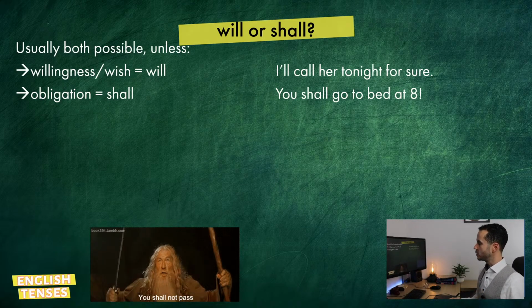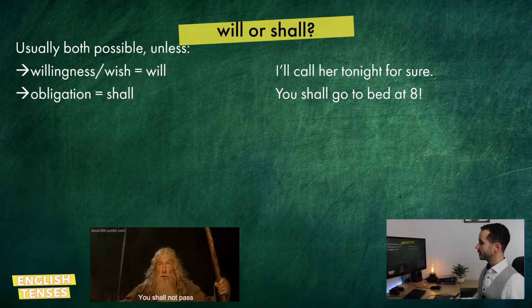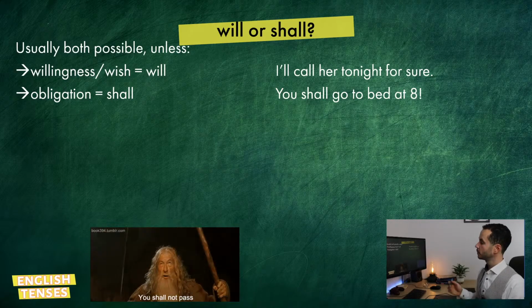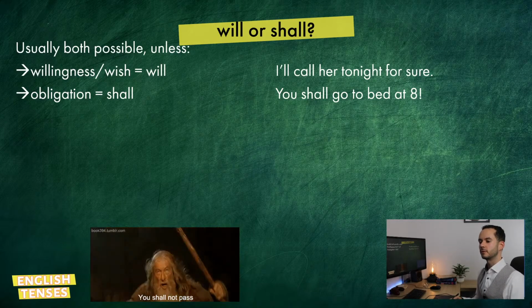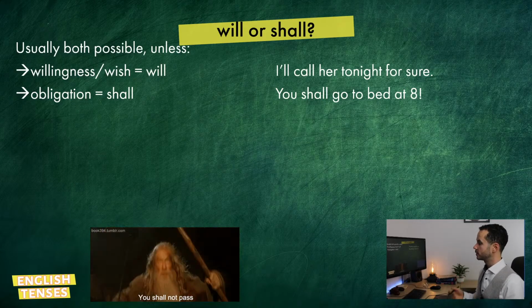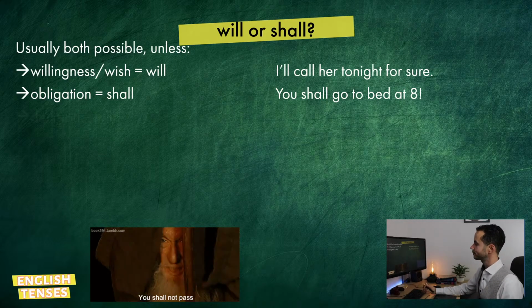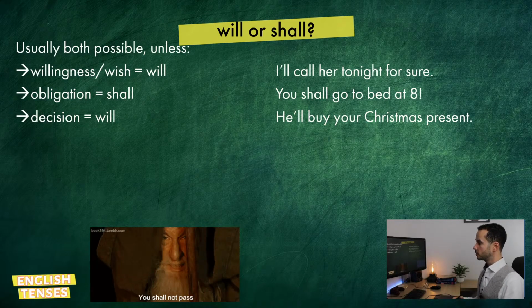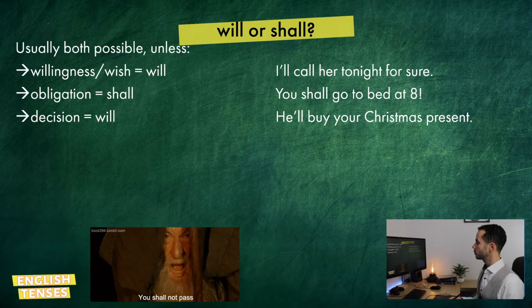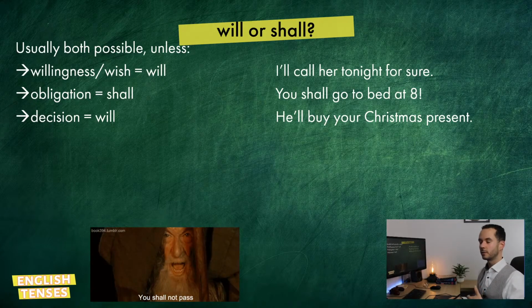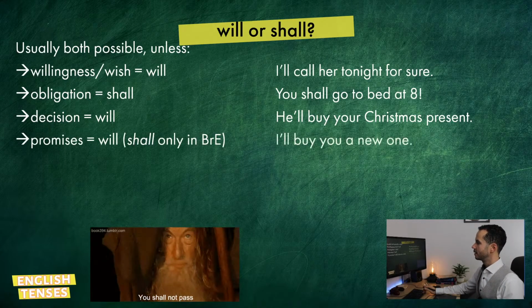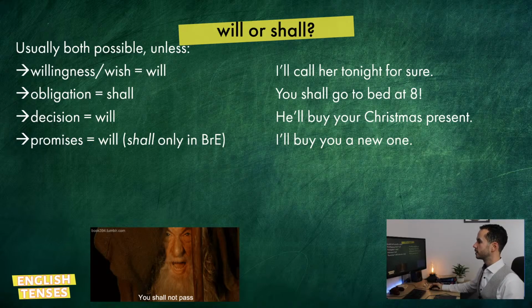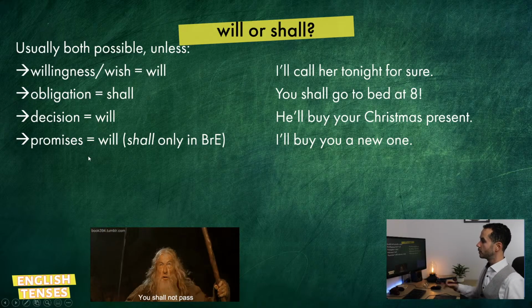When we talk about obligations, like you shall not pass or you shall go to bed at 8, we use shall. So we can't use will here. You will not pass. Well, of course, then you can, but then you're refusing something. You're refusing someone entrance. In this case, it's an obligation in the negated form. When we talk about decisions, we use will. So he will buy your Christmas present. That is a decision. Someone has decided that this person would do that, so we use will.